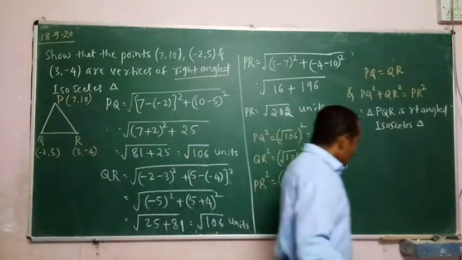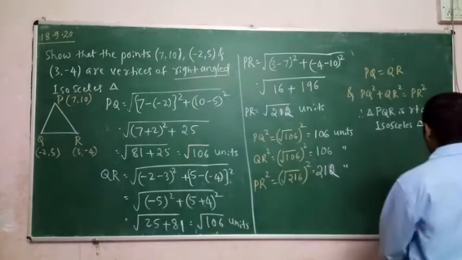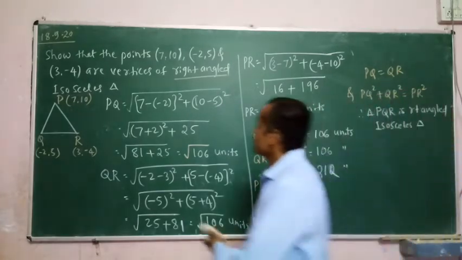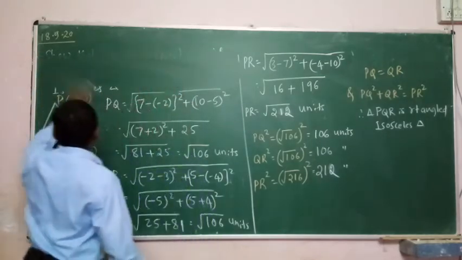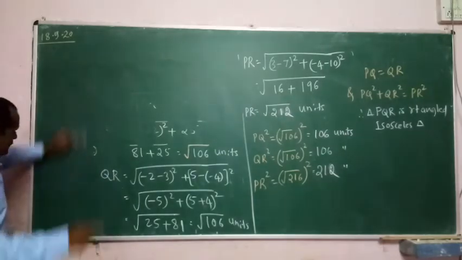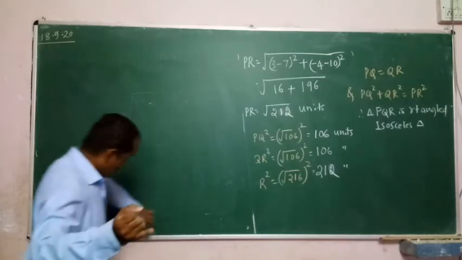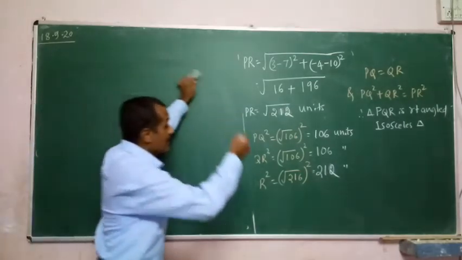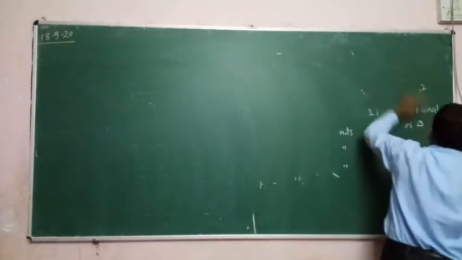Okay. We'll go for a last problem. With that, we will close our discussion. One more. See, we have completed isosceles, we have completed right angled isosceles, and we'll go for one more problem.